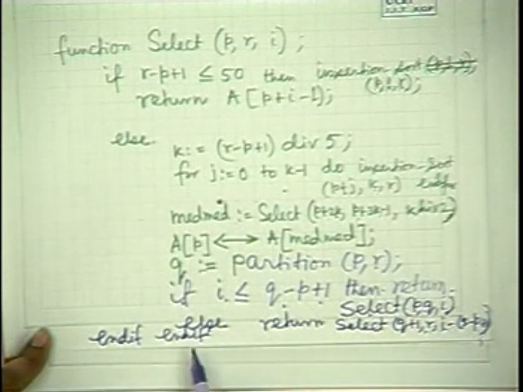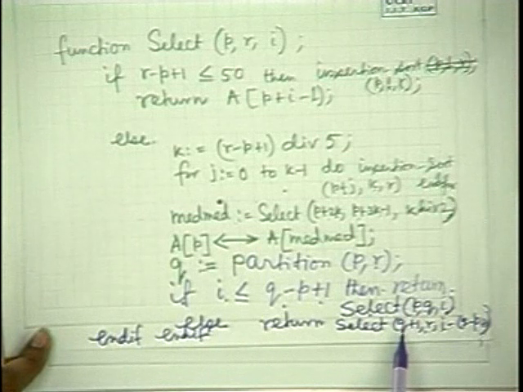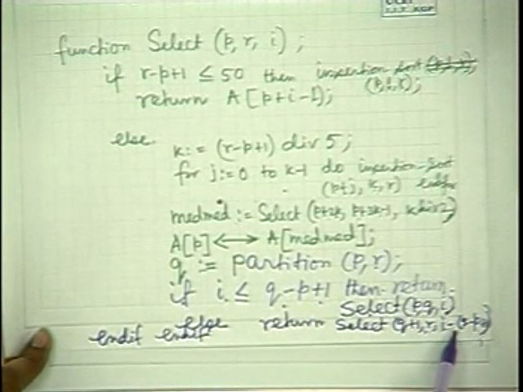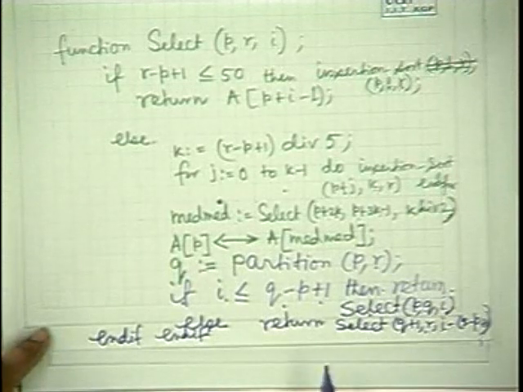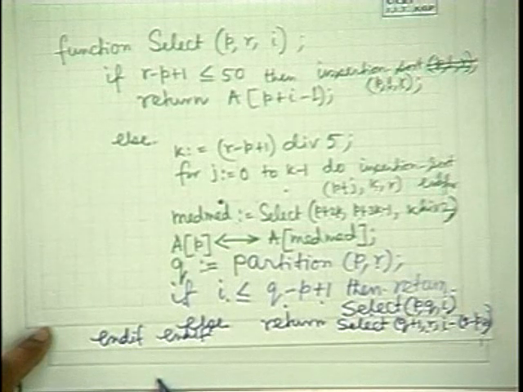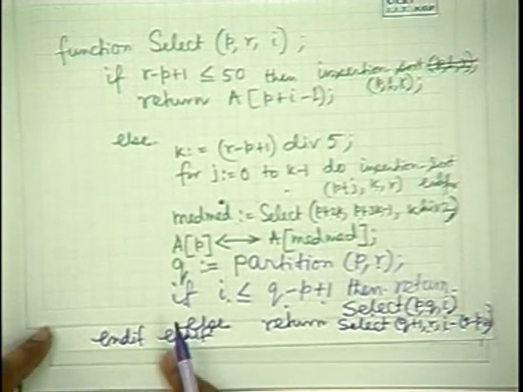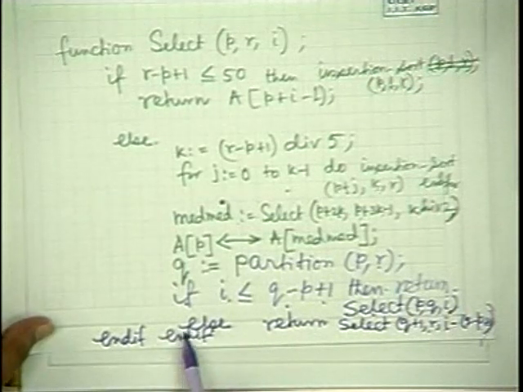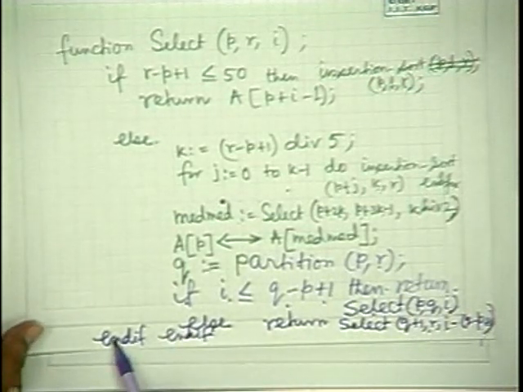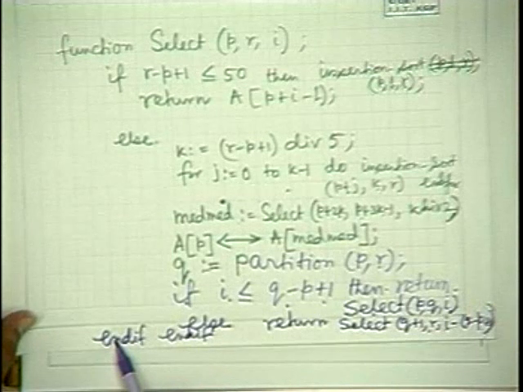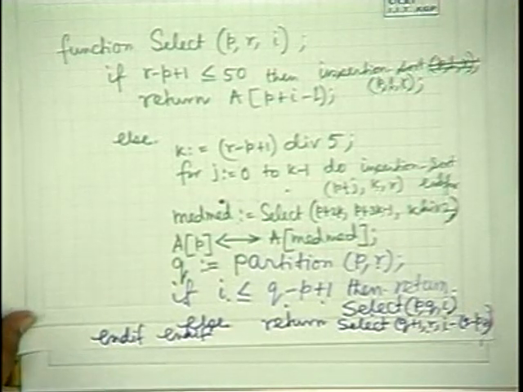So the argument is q plus 1, r, i minus q minus p plus 1. This is n div 5. So this is the algorithm for select.